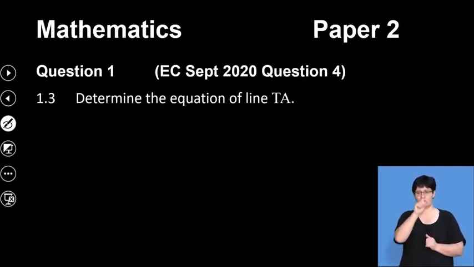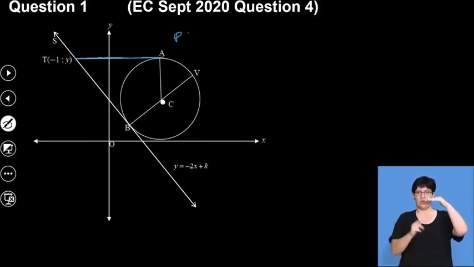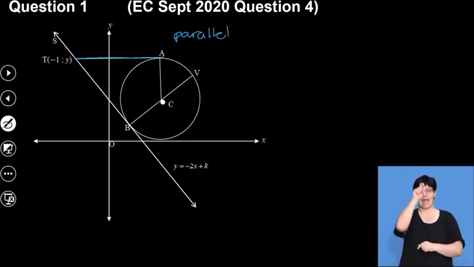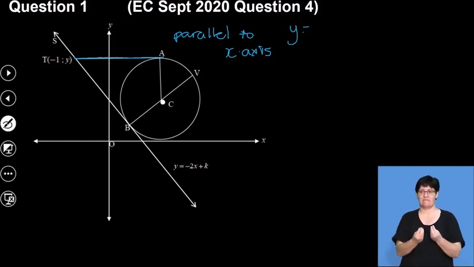All right, let's move on and see what the next question is. The next question asks us to determine the equation of line TA. Okay, so TA is this line over here. Now, we were told that TA is a tangent, and we were also told that it is parallel to the x-axis, and we really need that information to be able to find the equation of this line. So any line that's parallel to the x-axis is always going to have an equation of form y equals c, where c is the y-intercept, or the point where that line cuts the y-axis.